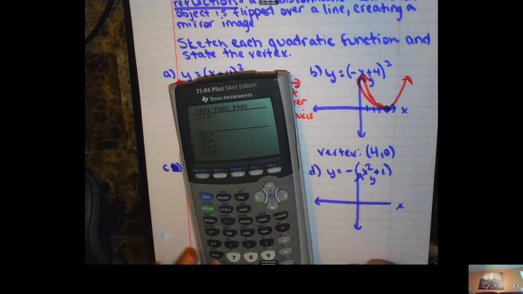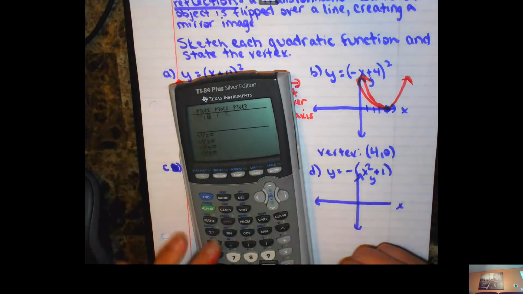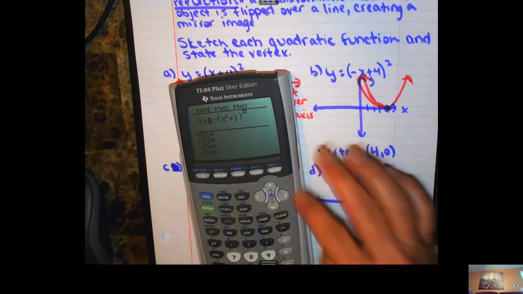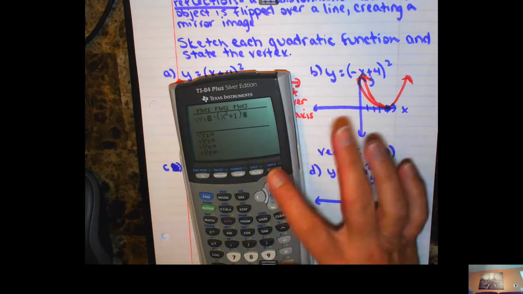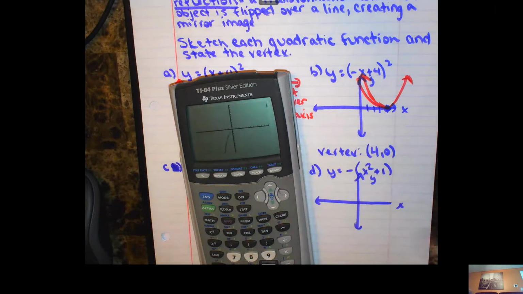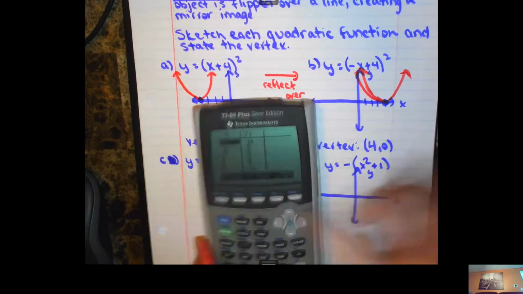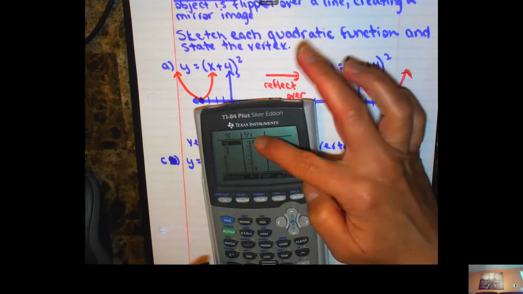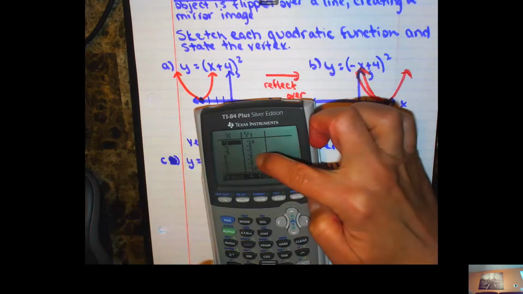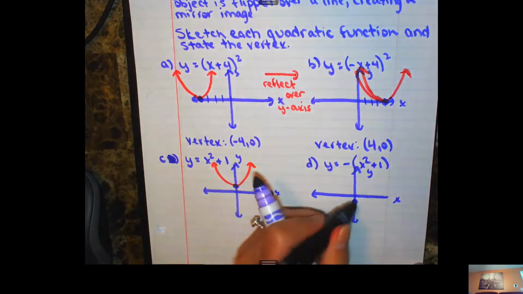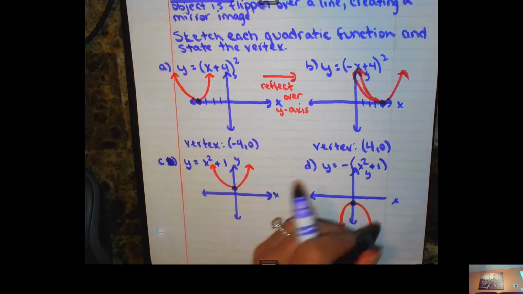So I have negative parentheses, x squared plus 1. Oops, no squared. Let's get rid of that square. And if I hit graph, notice it was above, now it's below. And just to make sure I have my correct vertex, matching y's, which means the vertex in the middle, so 0, negative 1. So 0, negative 1 is going to be my vertex, and it goes upside down.